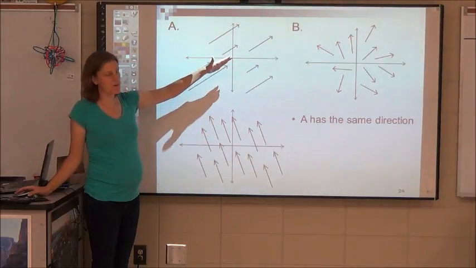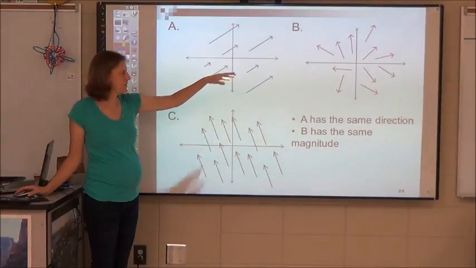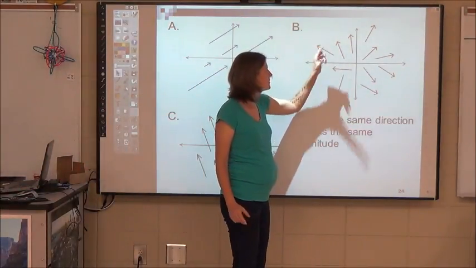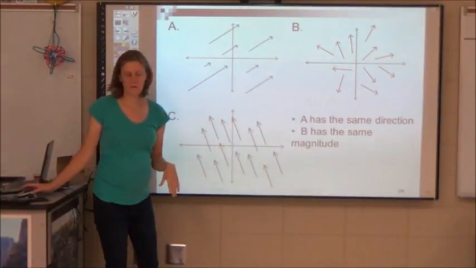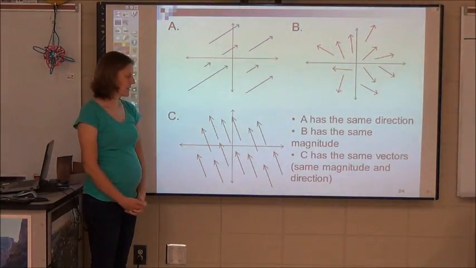A, they all have the same direction. B, they all have the same magnitude. They are the same size. But C really is the same vector, same magnitude and direction.